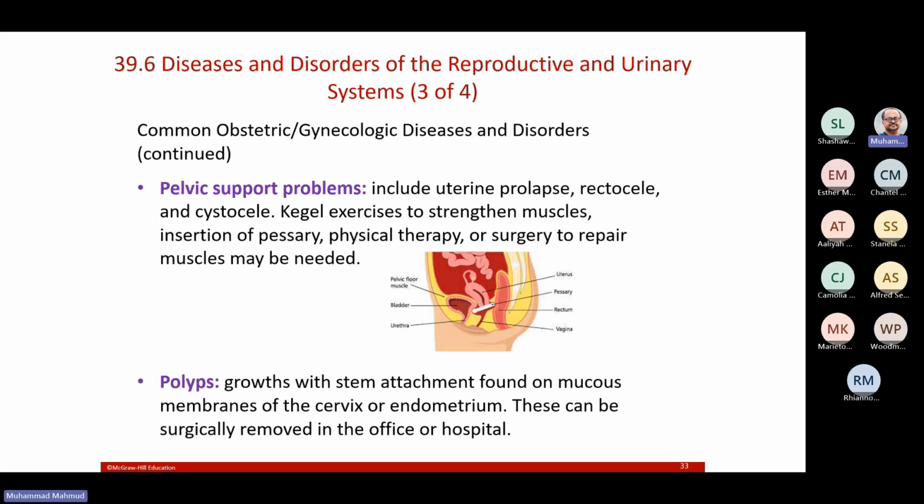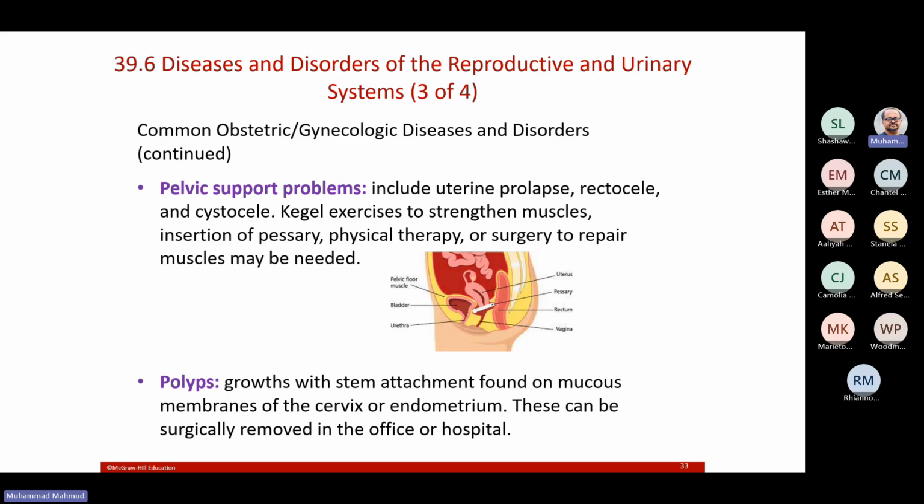Now, this condition coming up is the pelvic support problem. What we see here, we see that the uterus is prolapsing. That means it is going downwards through the vagina. That can be rectocele, cystocele. So when the support system in the pelvic area is lost, that can be discomforting for the patient. Necessary physical therapy, Kegel exercise, or surgery to repair the muscles may be needed.